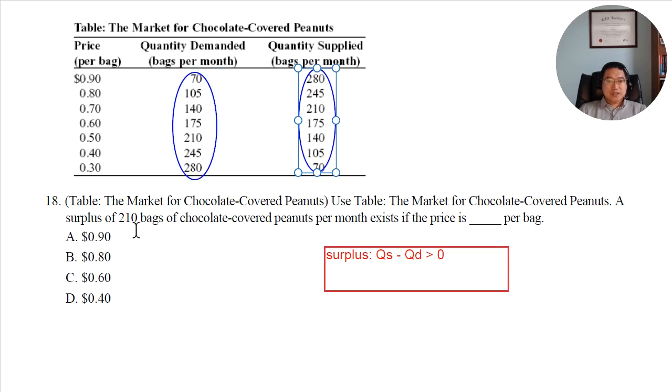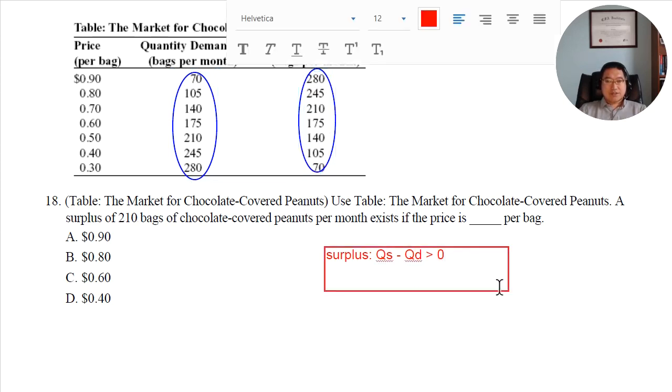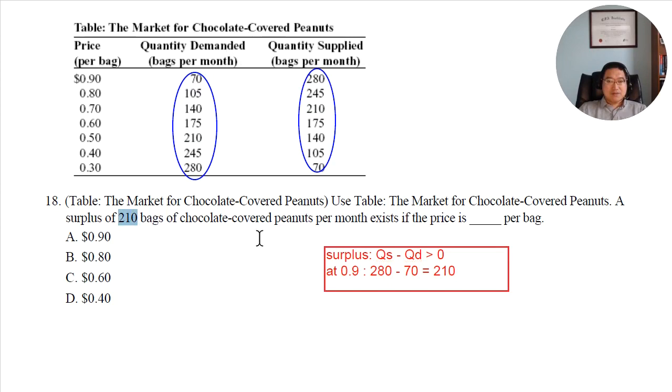That surplus should be 210. So actually, if we calculate as the start price at 0.9, that's 90 cents, right? Quantity supplied is what, 280, and the quantity demanded is 70. You got 210, and that is actually what we are looking for, right? 210 bags of surplus. Okay, a surplus of 210 bags of chocolate covered peanuts per month.